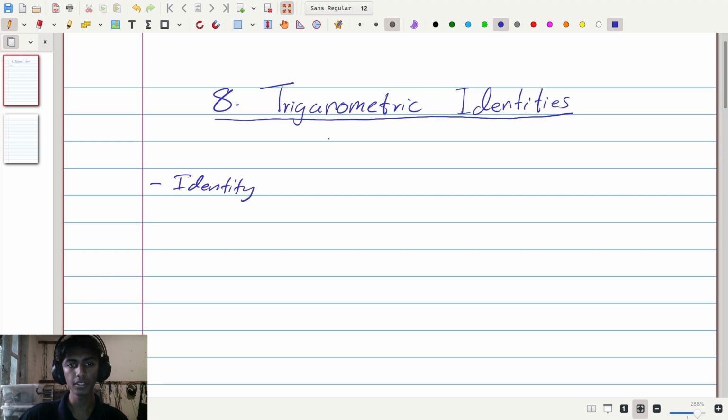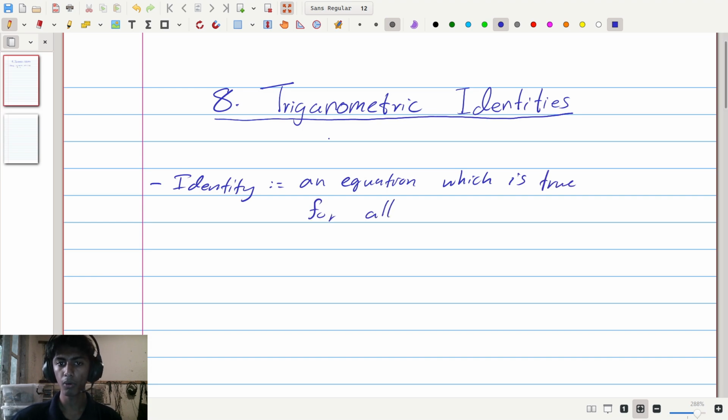An identity is an equation which is true for all possible inputs. Now, what do I mean by something like this?